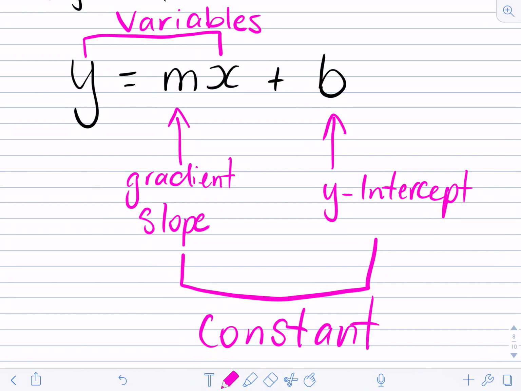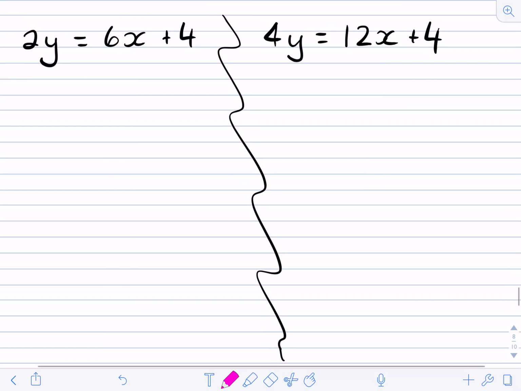So let's go through some examples. Let's look at example 1, where it says 2y equals 6x plus 4. Now, in order to make y the subject, it means I need to get y by itself. Now, what is with the y here? I have a 2. Is that plus, minus, times, or divide? That is 2 times y. So the opposite or inverse of 2 times y is divided by 2.